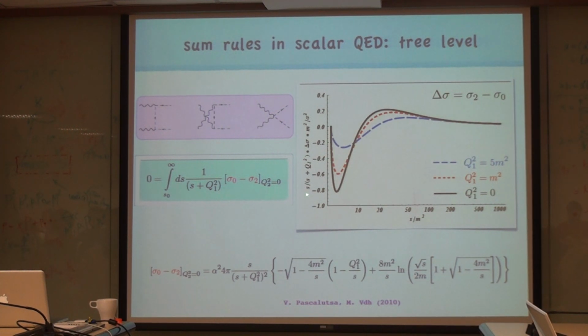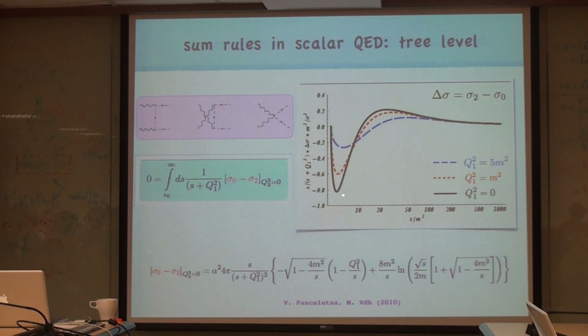And if you plot the integrand as a function of the energy, this is shown here, and this should integrate to 0. What you see is this as a function of the virtuality of one of the photons. One of the photons is real, so Q2 squared is 0, and the other is virtual, and then you look at different virtualities. This is when both photons are real.